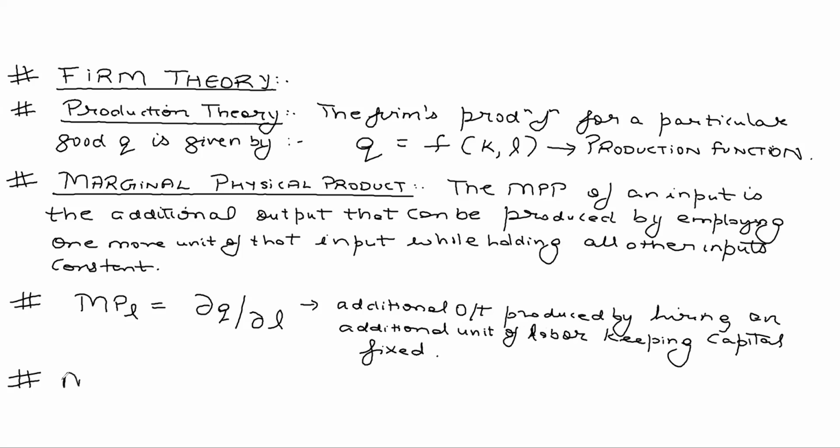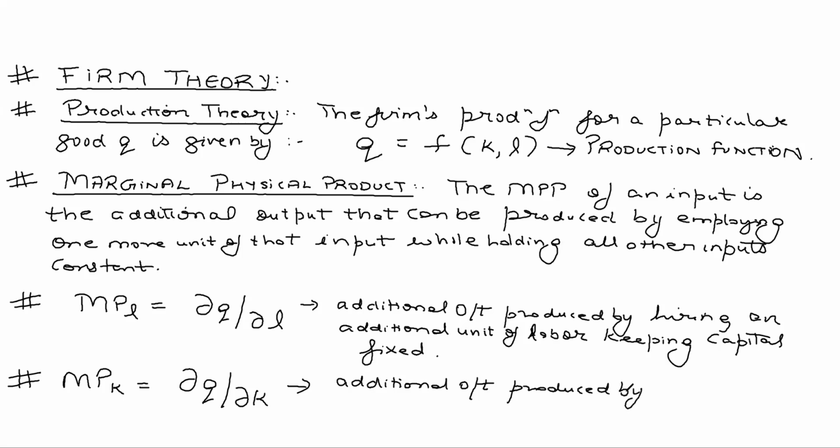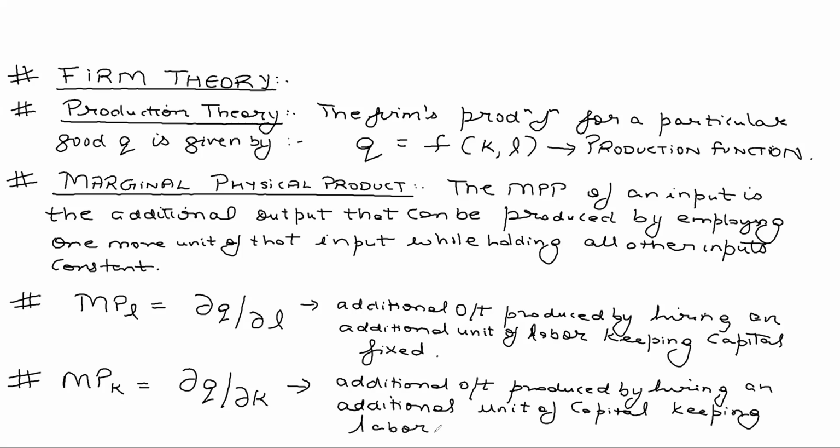Similarly, my MPK, which is the marginal physical product of capital, will be del Q by del K. This is the additional output produced by hiring an additional unit of capital, keeping the labor fixed. So guys, these are the interpretations for MPL and MPK.